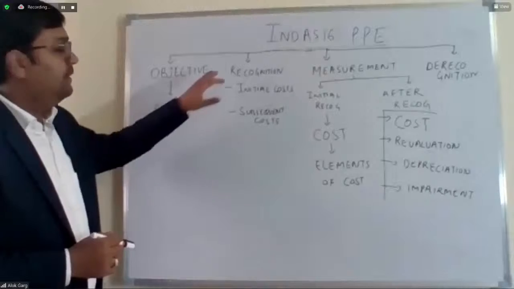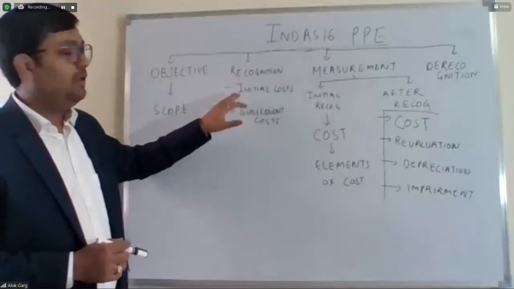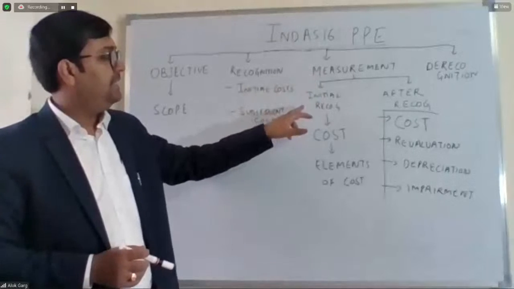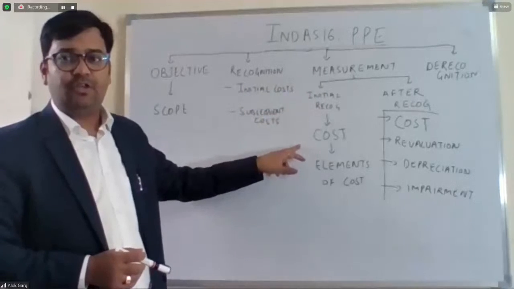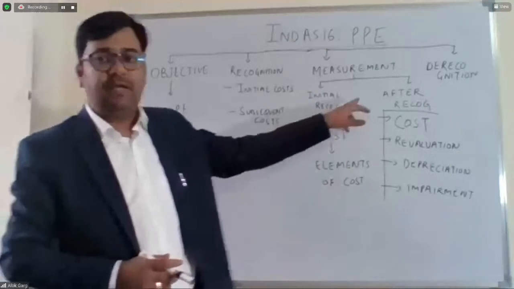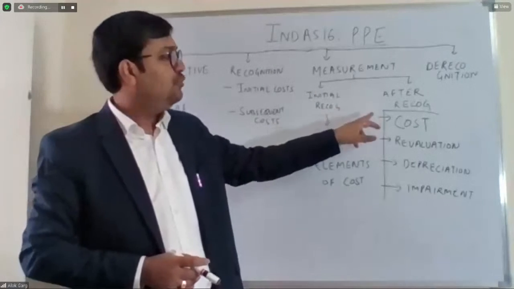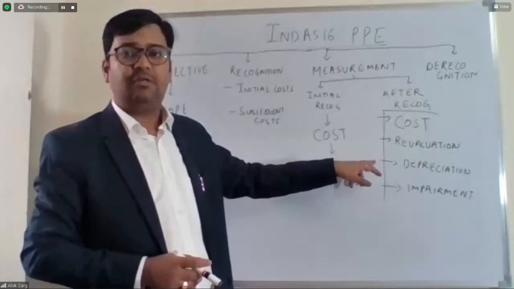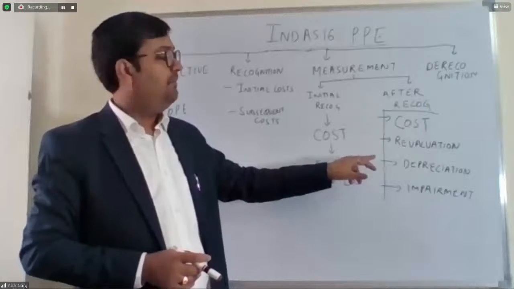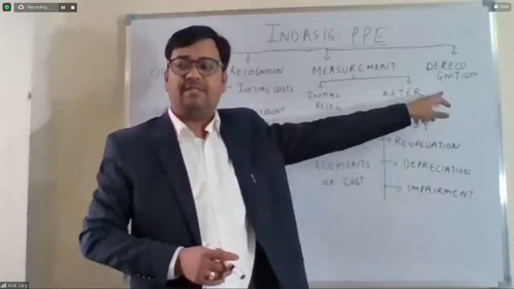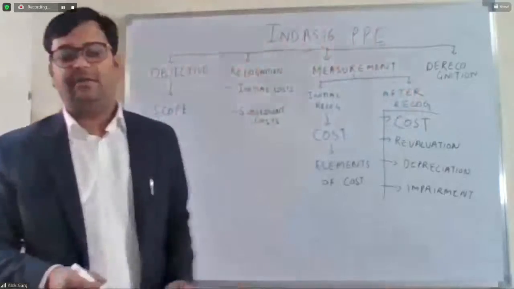Objective, scope, recognition, initial cost, subsequent cost; measurement at initial recognition should be at cost. Then we will be discussing elements of cost, and measurement after recognition. There are two models, the cost model and the revaluation model. We will also discuss the concept of depreciation and the concept of impairment. Then we will discuss the concept of derecognition.